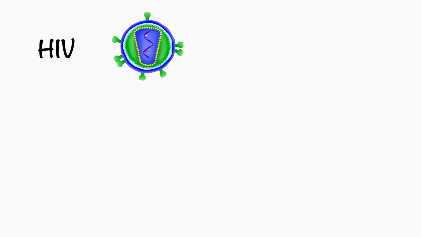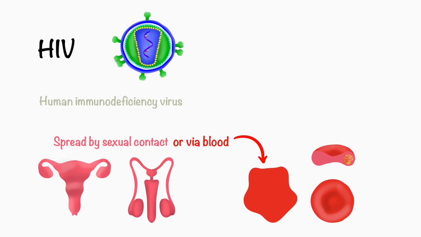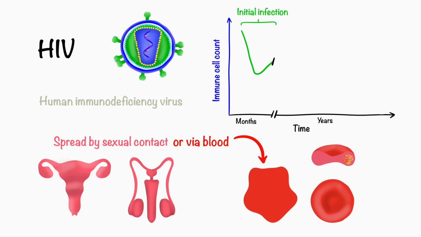The second viral disease we'll examine is HIV, which stands for Human Immunodeficiency Virus. HIV spreads through sexual contact or by exchanging bodily fluids, such as blood. This often happens when people share needles during drug use. When first infected with HIV, a person may experience flu-like symptoms for a short period. They might then have no symptoms at all for several years.